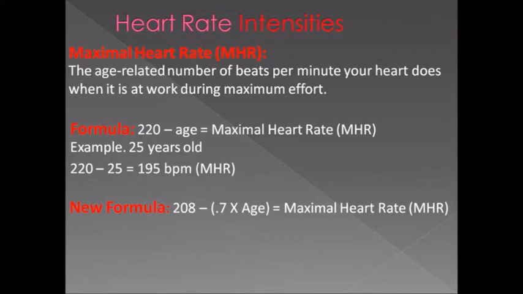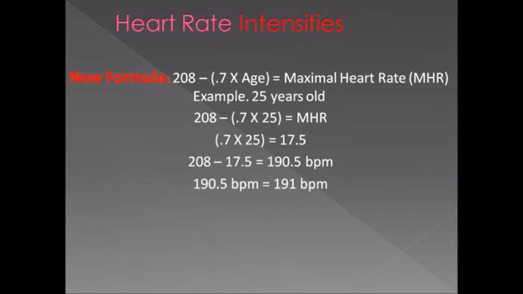For the new formula, we have 208 minus the quantity of 0.7 times age. So let's say, for example, 25 is the age. So you are going to get first the quantity of 0.7 times age, or let's say 0.7 times 25 is equivalent to 17.5. Then 208 minus 17.5 is equivalent to 190.5, or if rounded off, it is equivalent to 191. So the maximum heart rate is 191.